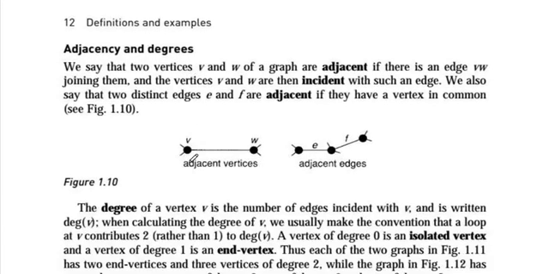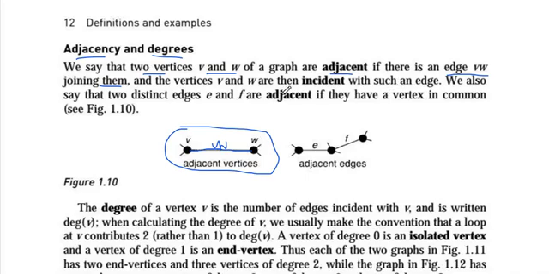Okay, next two definitions. One, adjacency and degree. We already discussed degree of vertices. We said that two vertices V and W of a graph are adjacent. Adjacent means near, if there is an edge VW joining them. So these two vertices are called adjacent vertices. Why? Because they are connected with the edge VW. Adjacent means near. These two vertices are near, and also these are adjacent vertices.